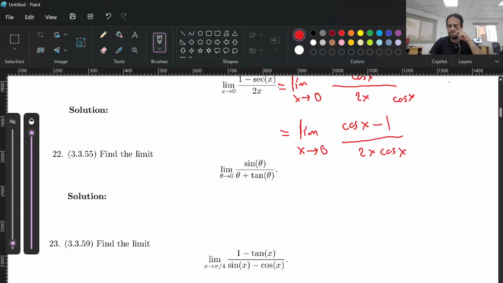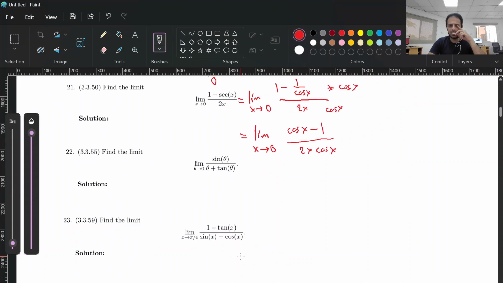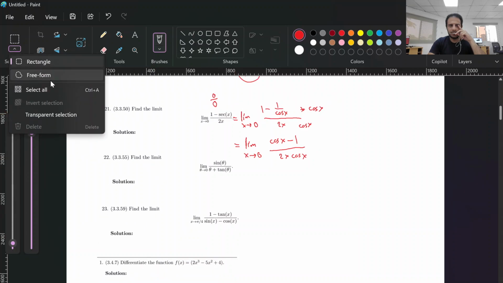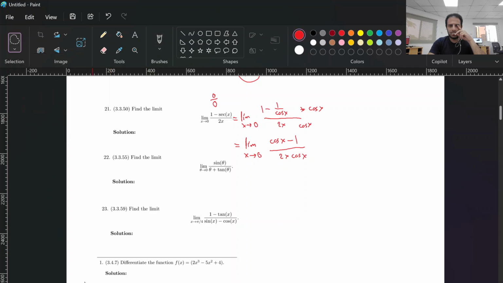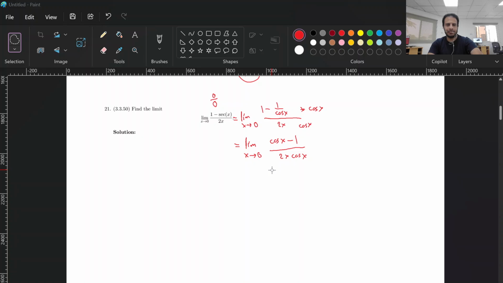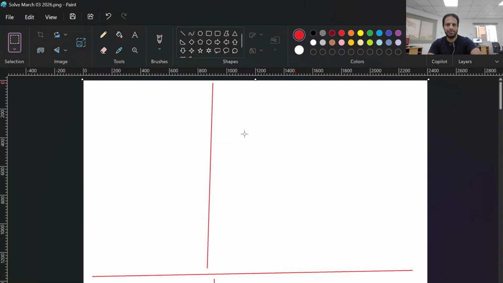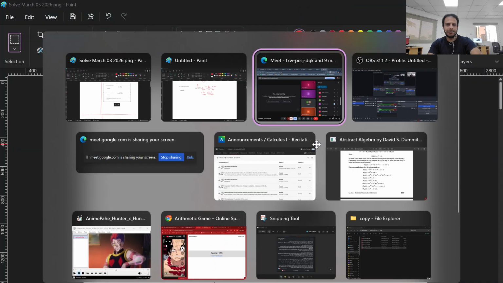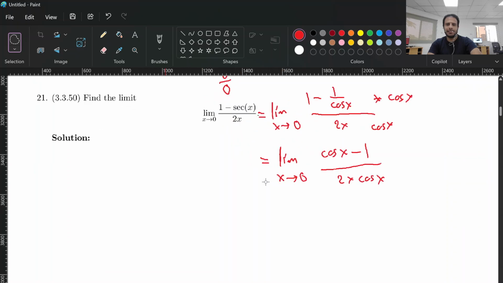Next, but before next, let's make some space. I think these problems take more space, so I will keep them here and then take them later. So let's continue.